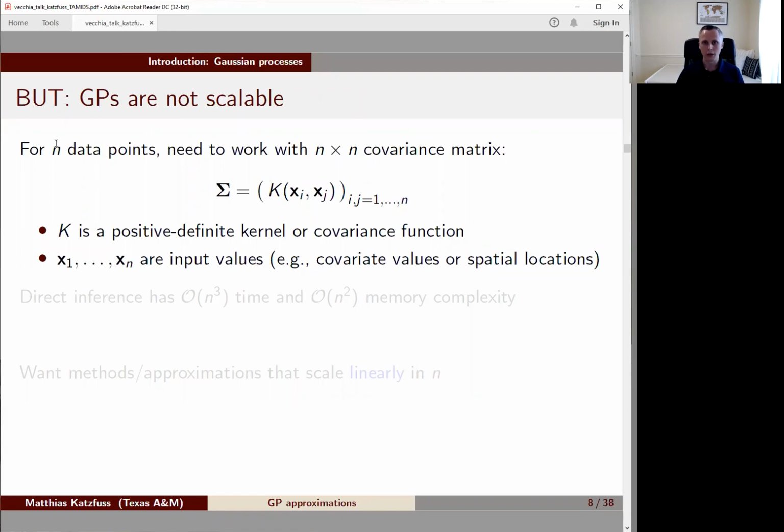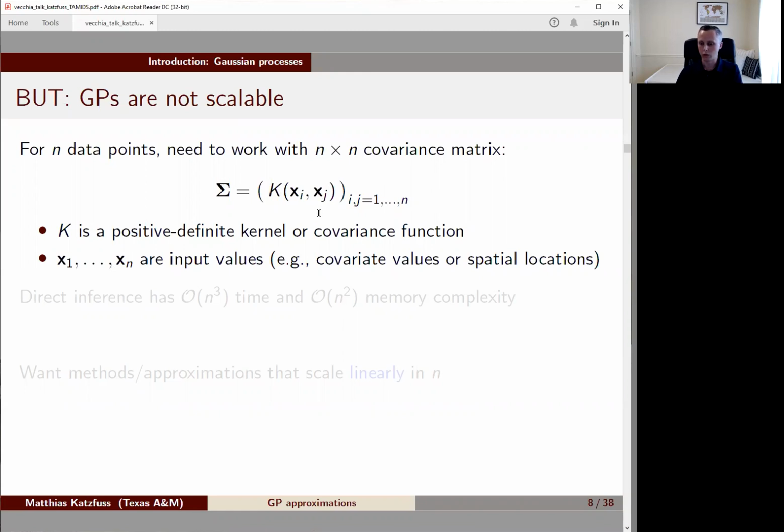So what does this mean? That means if we have n observations, n data points, we need to take this kernel function that I talked about earlier, this covariance function that I'm calling k here, and we have to essentially form an n by n covariance matrix by evaluating it at all pairs of input values. So these x1 up to xn, these are the input values, in a spatial context the spatial locations at which we have observations. And we need to take all n squared pairs of them and evaluate the kernel function there and form this n by n covariance matrix.